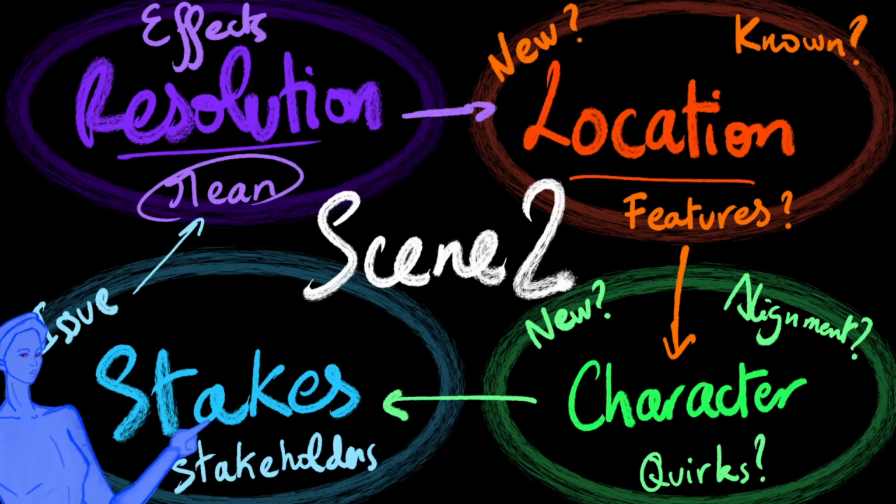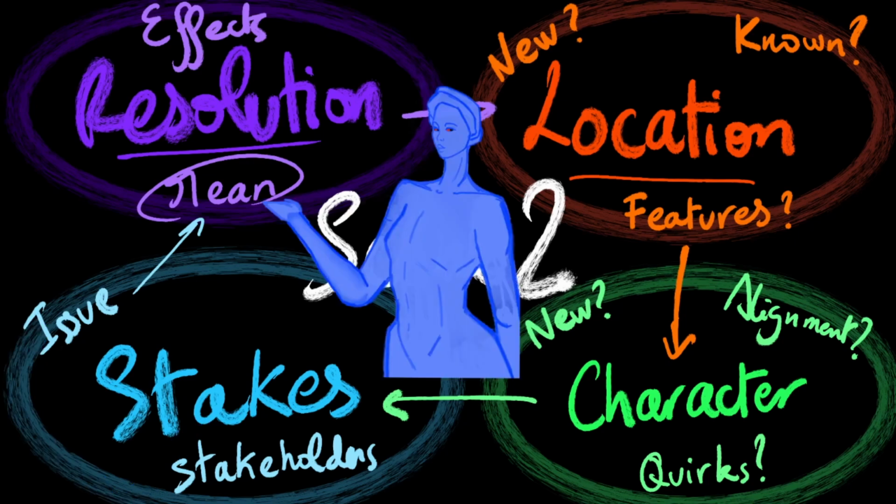What are those? Why did she change her alignment? Does she have new quirks? As a general rule, don't change the quirks of a character. It may be confusing. Now the stakes have been presented. Let's get to the resolution.